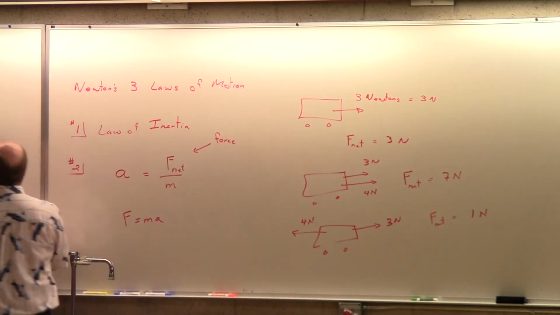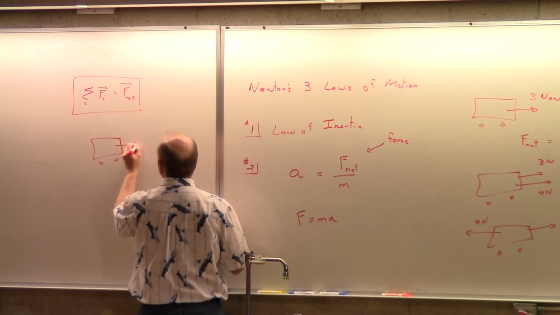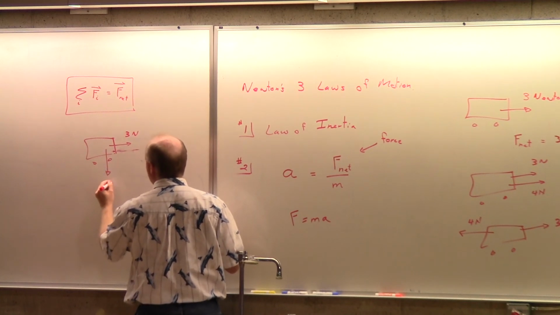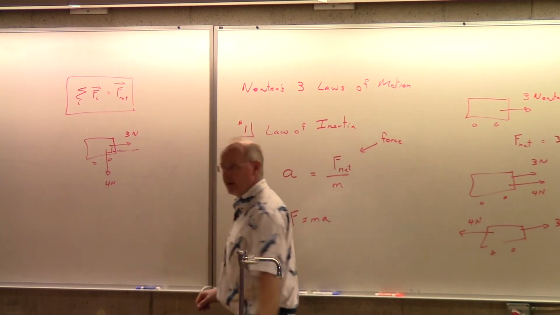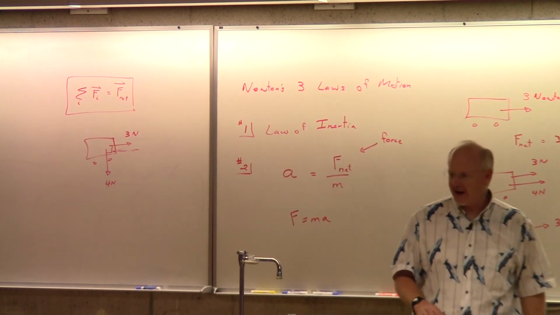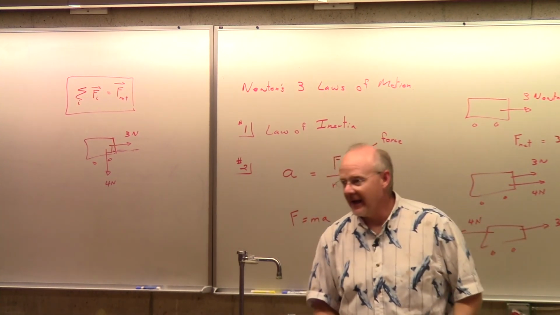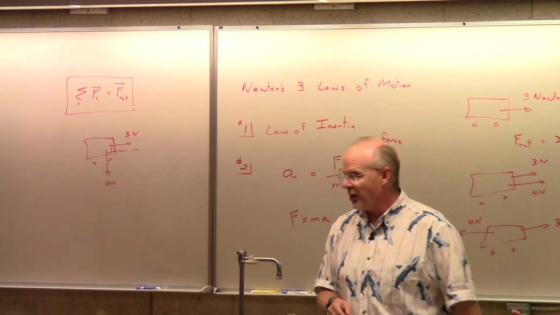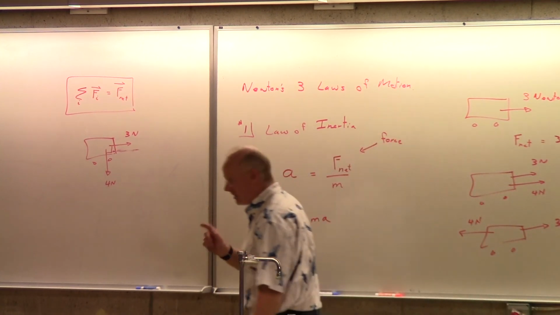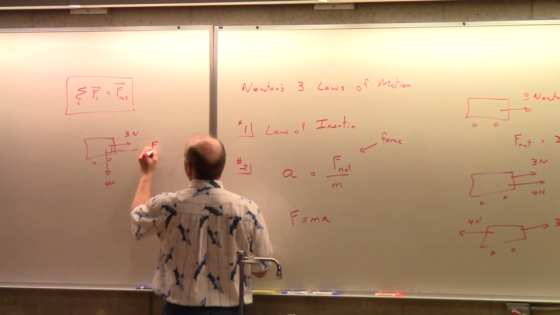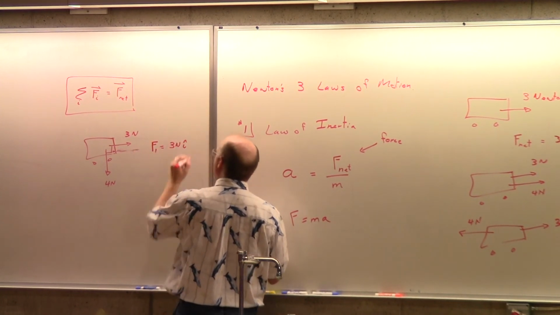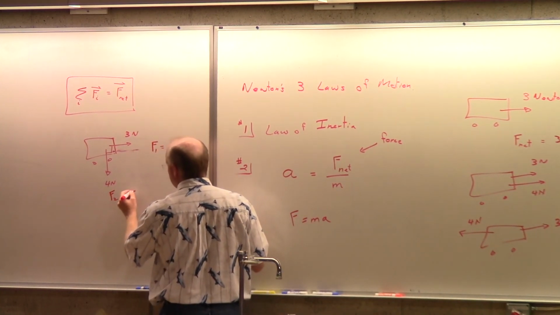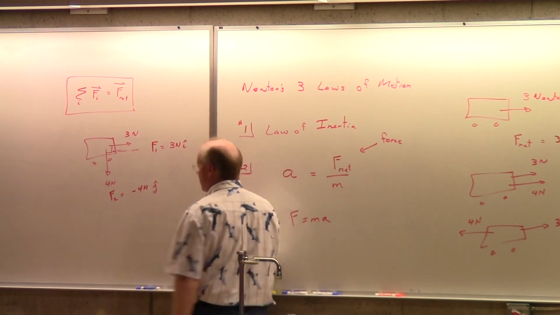What about a picture that looked like this? 3 this way. Whoops. Sorry. And 4 perpendicular to that. Right. What is the net force? And now this class, I should say, what is the magnitude of the net force? Because now I would do this. I would say force number 1 is 3 newtons in the i-hat direction. Force number 2 is negative 4 newtons in the j direction.